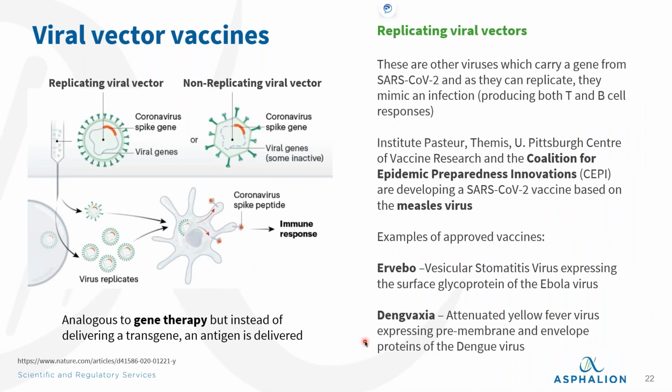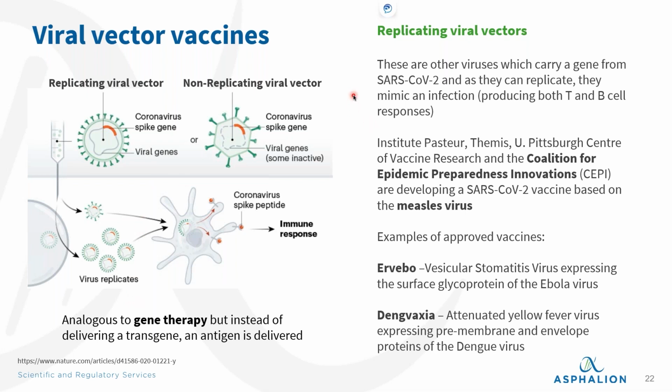Viral vector vaccines. So these can be categorized into two categories: replicating viral vectors or non-replicating viral vectors. And in both cases, the principle is similar. It's analogous to gene therapy, but instead of delivering a transgene, an antigen is delivered.